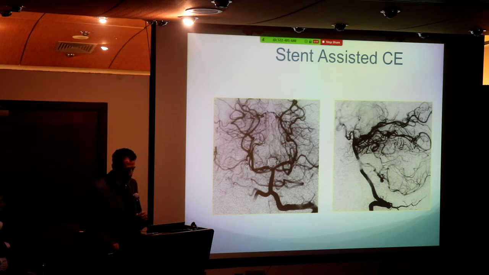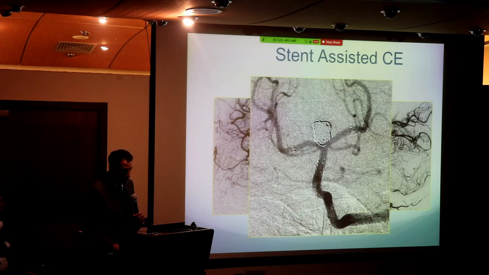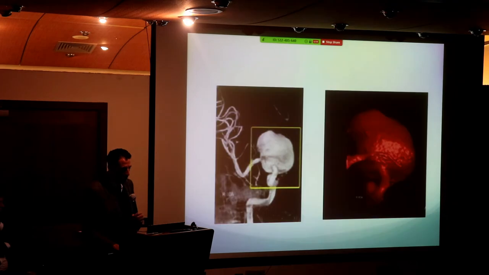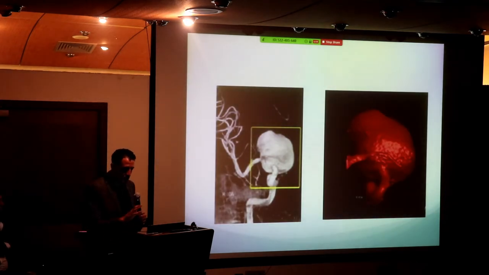This is after stenting. Essentially, no more contrast, no more blood going there. Finishing with these types of aneurysms, and when you have this kind of aneurysm, there is no coil that sits there. There is no neck, essentially.